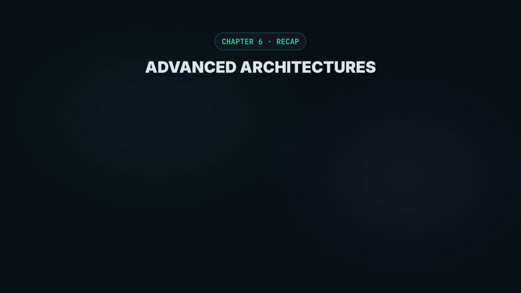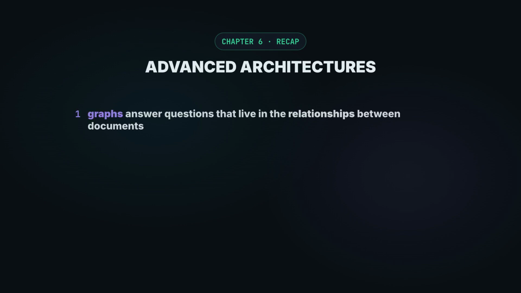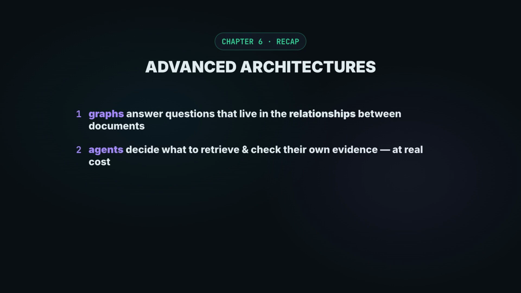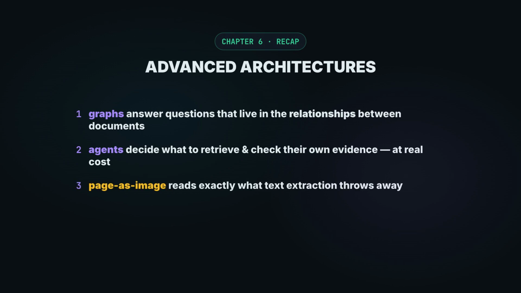Let's recap on the advanced architectures. If you remember three things, make it these. 1. Graphs answer the questions that live in the relationships between documents, not inside any single one. 2. Agents decide for themselves what to retrieve, and they check their own evidence. That power is real, but so is the cost. 3. Treating a page as an image reads exactly what text extraction throws away, and underneath all of it, a small router keeps the whole system affordable.